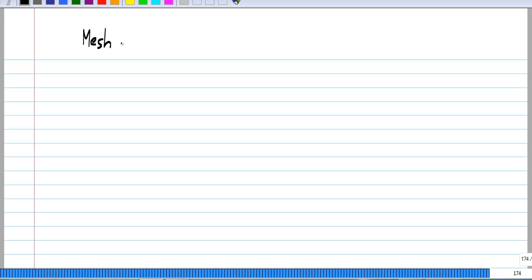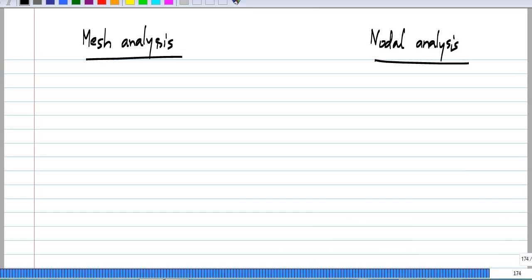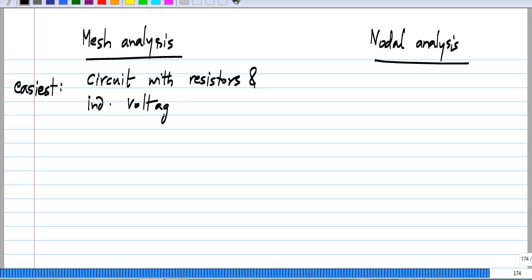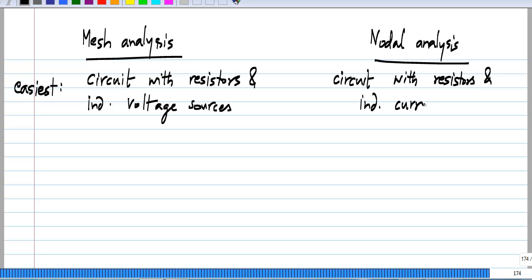So if you compare the two, mesh analysis is easiest when you have a circuit with resistors and independent voltage sources, and for nodal analysis it is for circuits with resistors and independent current sources. Okay, and in these cases the structure also is similar.